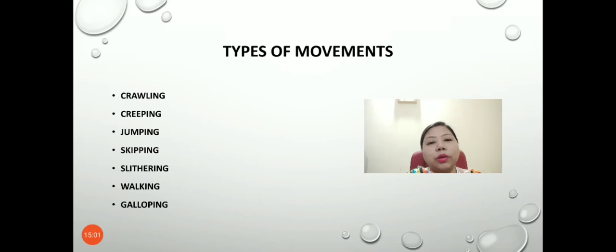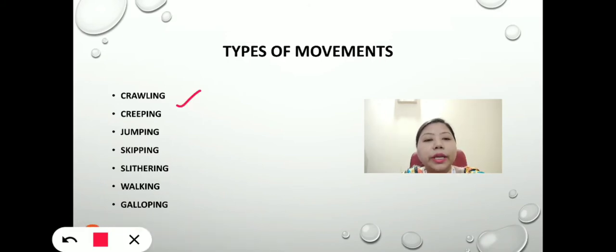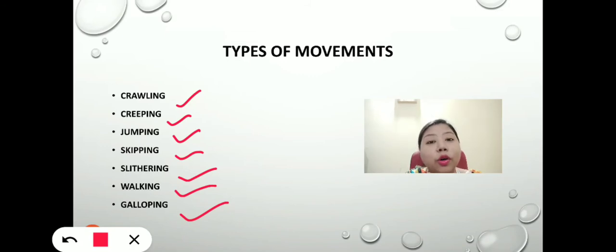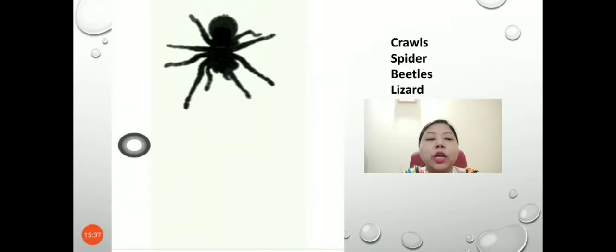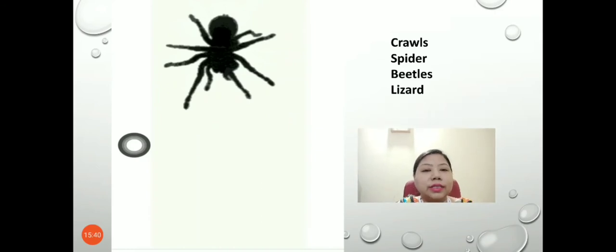Now let's study the types of movement. Different animals exhibit different types of movement, like crawling, creeping, jumping, skipping, slithering, walking, galloping. You might have heard these words. The horse is galloping, the snake is slithering, the lizard is crawling, the children are jumping, the children are skipping. So these are all different types of movements which we do in our day-to-day life, or maybe we see other animals doing that.